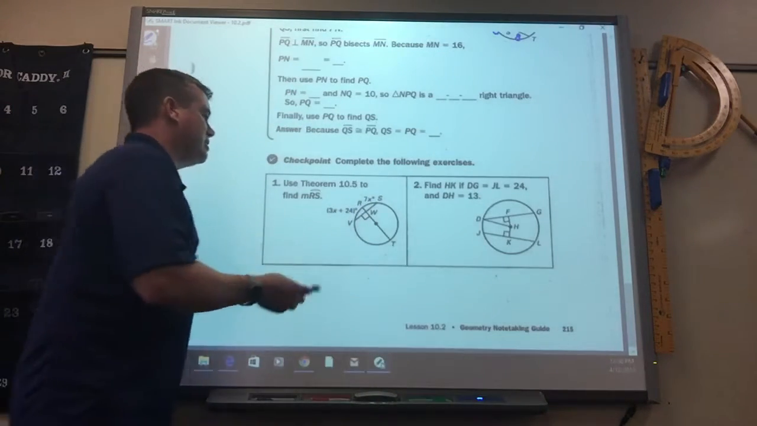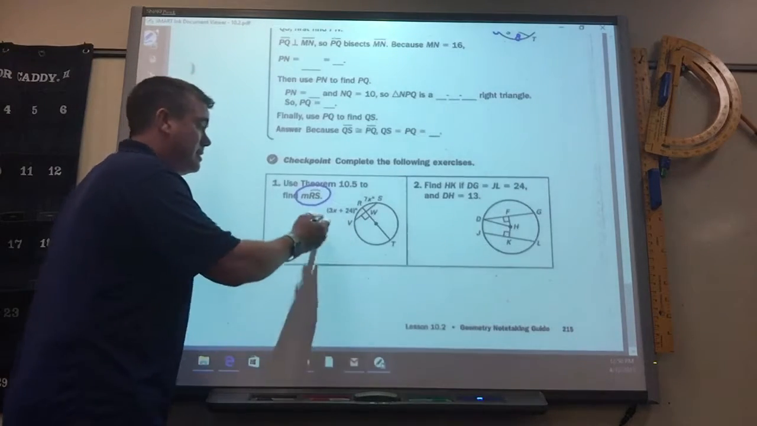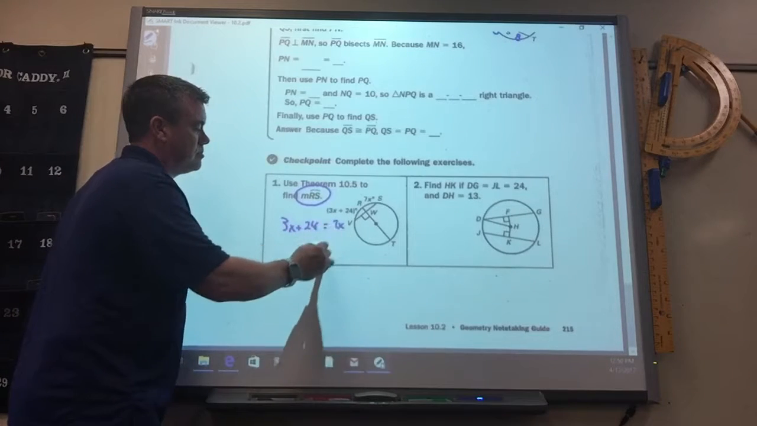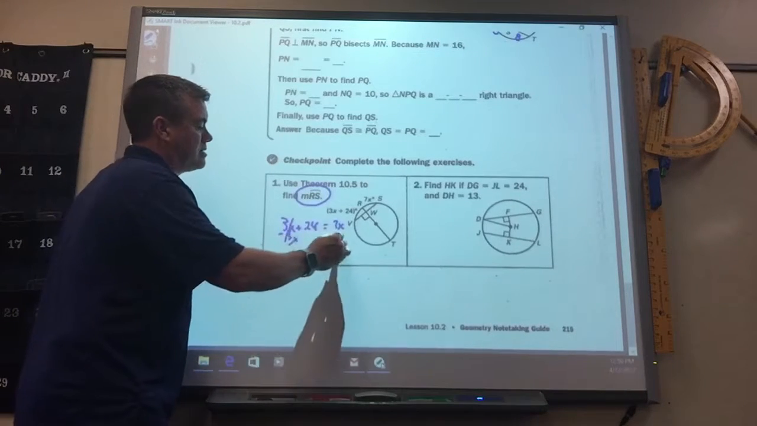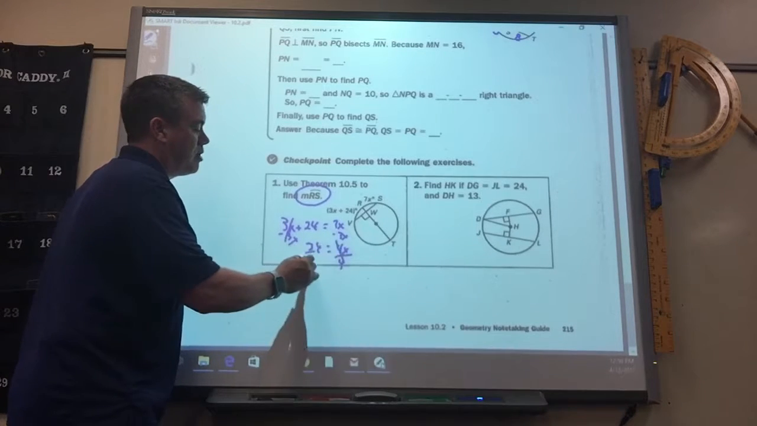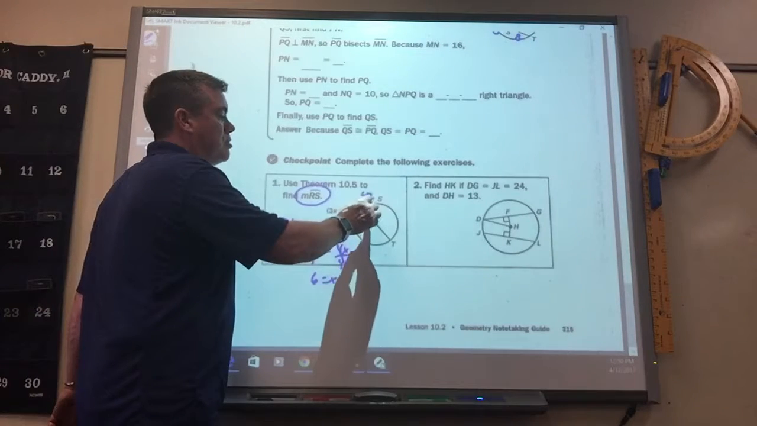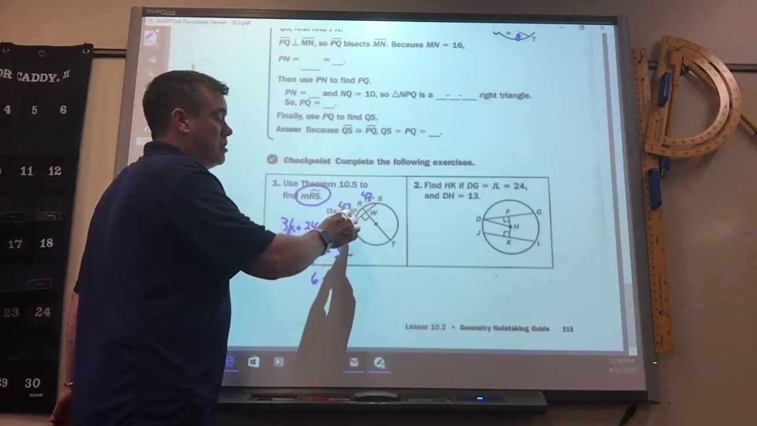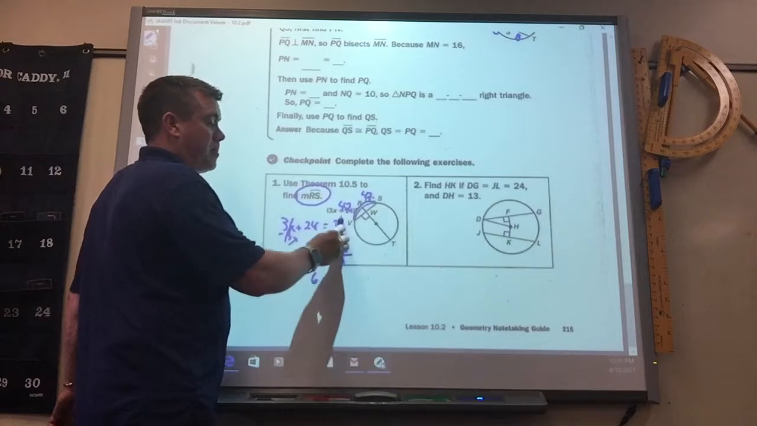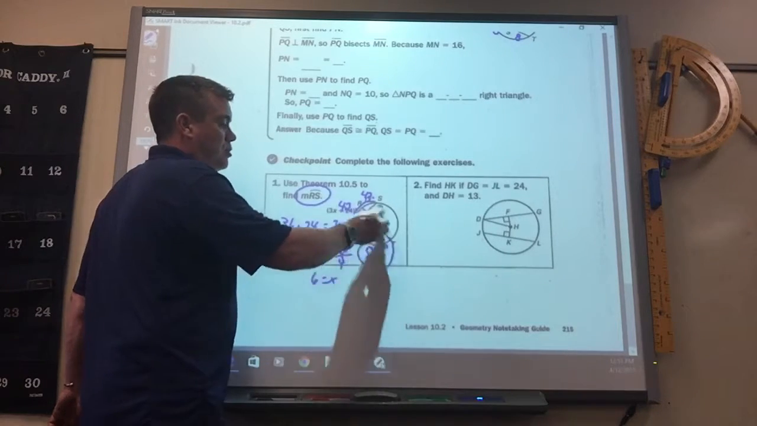Just to point it out, this one they don't want x, they want the measure of the arc. So you'd have to find x. So subtract 3x, divide by 4, and you get 6. So when we plug it in, this is 42, which means this one's 42. So the measure of the arc is 84. 42 and 42.